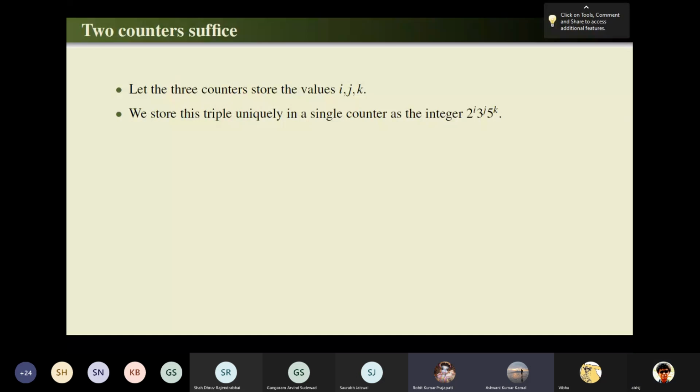Okay. And the other counter that I will use is to do operations on these counters. So now only 2 counters. One is storing this value, and the other one is the helping one. So we use the second counter to do arithmetic on i, j, k. Not exactly arithmetic, whatever operations are supported by each counter.